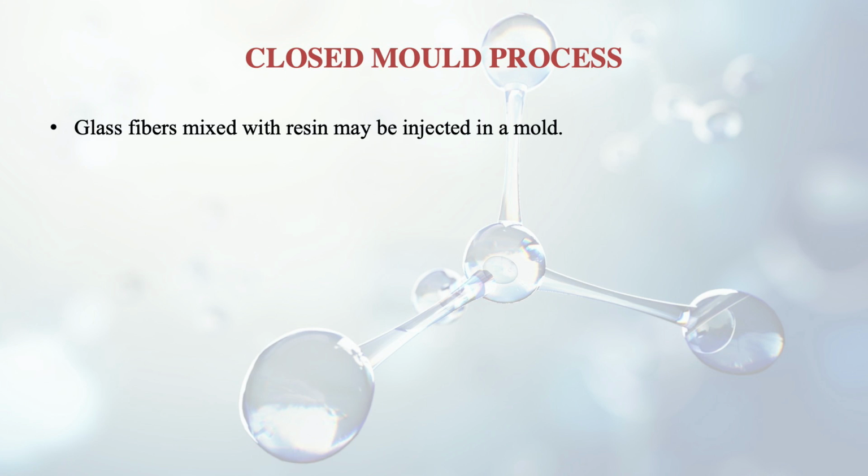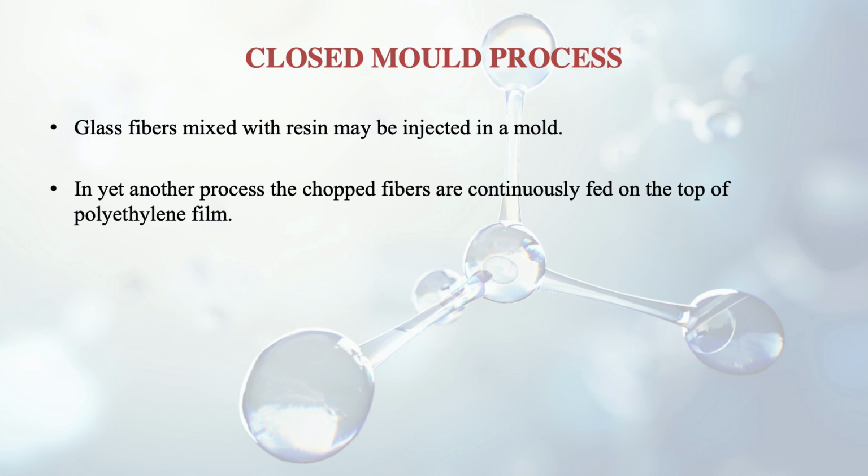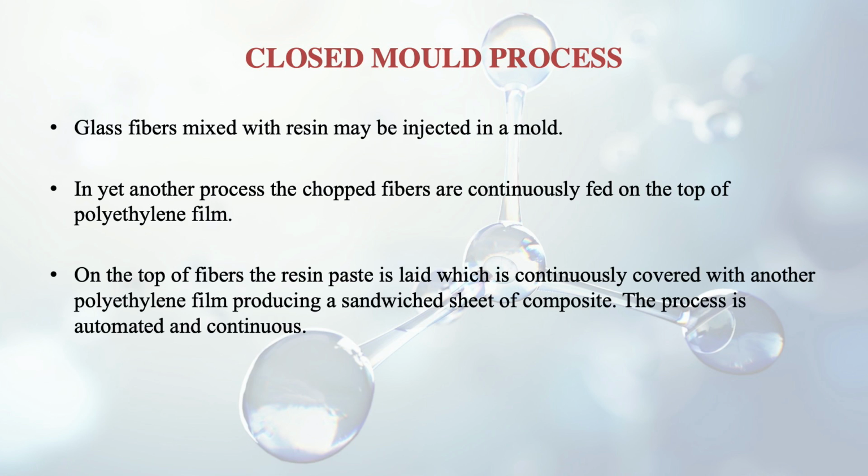So till now we had discussed the open mold process, now the closed mold process also. So glass fibers mixed with resin actually may be injected in a mold, and the chopped fibers actually are continuously fed on the top of polyethylene film. This is another type of process, and on the top of the fibers the resin paste is laid, which is continuously covered with another polyethylene film, producing a sandwich sheet of composite.